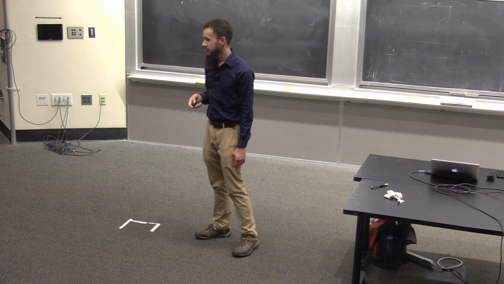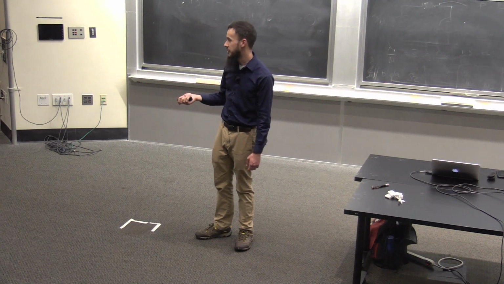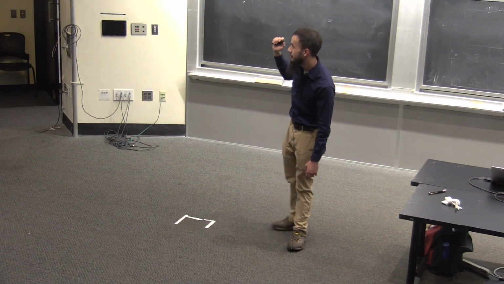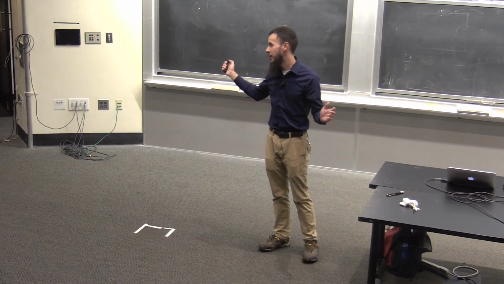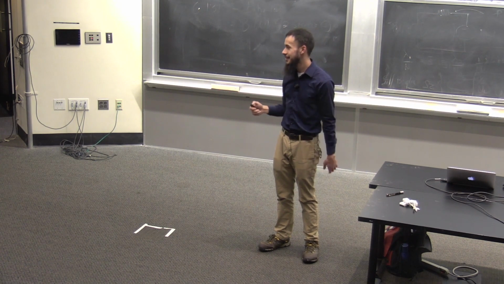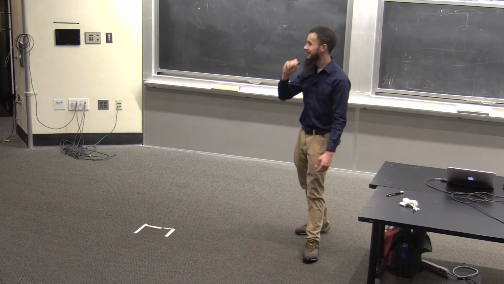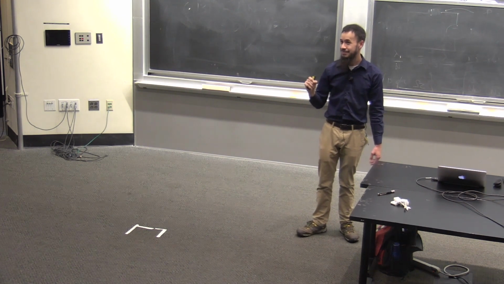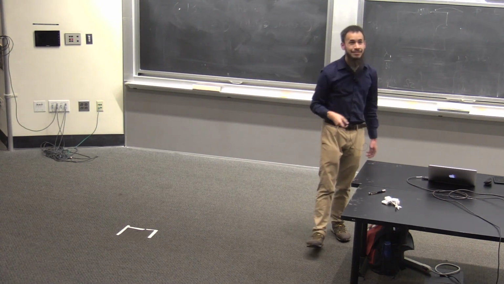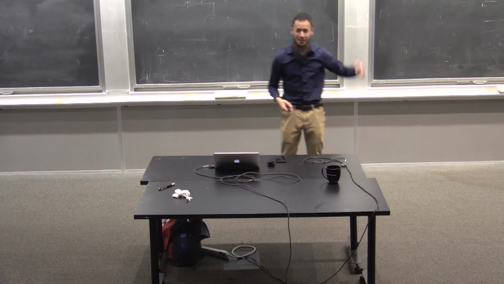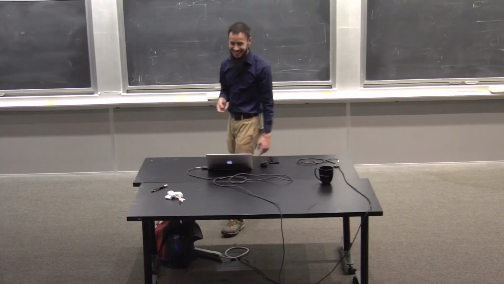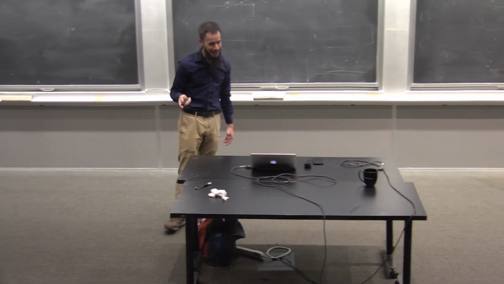Two to the 40th cycles for 2 to the 40 instructions, but you're using a 2 gigahertz processor and 16 cores. And you've got ample parallelism in the program to keep them all saturated. So how much time? 32 seconds. Nice job. This one has mastered power of 2 arithmetic in one's head. It's a good skill to have, especially in Core 6.